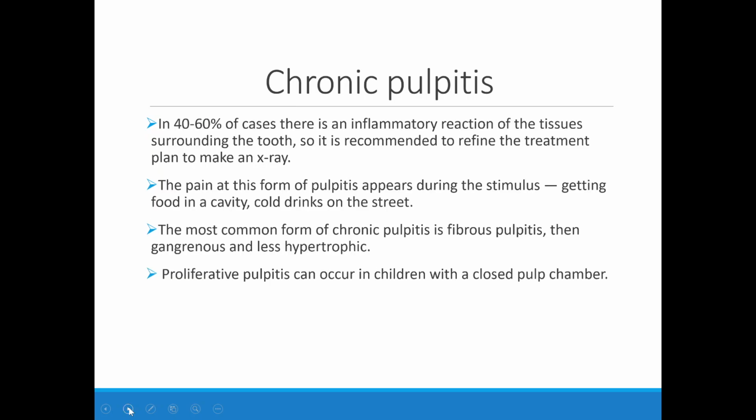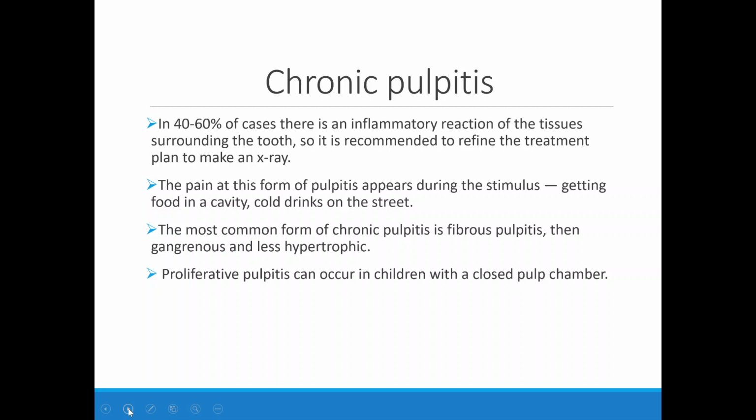In 40–60% of cases, there is an inflammatory reaction of the tissue surrounding the tooth. So, to refine the treatment plan, it's recommended to make an X-ray because it's very important to know the destiny of the bud. The pain in this form of pulpitis appears during a stimulus, getting food in a cavity, cold drinks on the street, and so on. The most common form of chronic pulpitis is fibrous pulpitis, then gangrenous and less often hypertrophic.